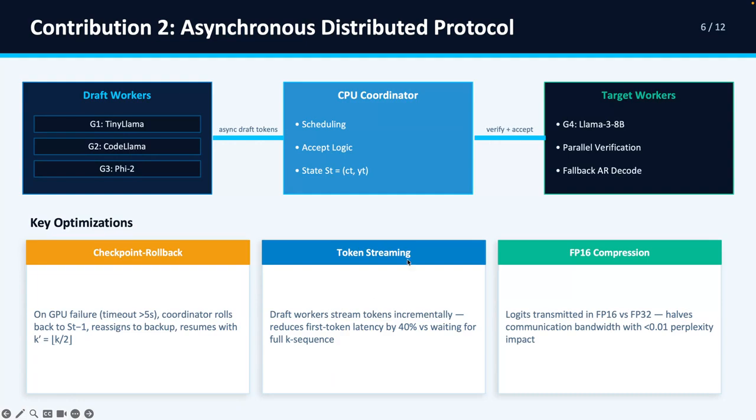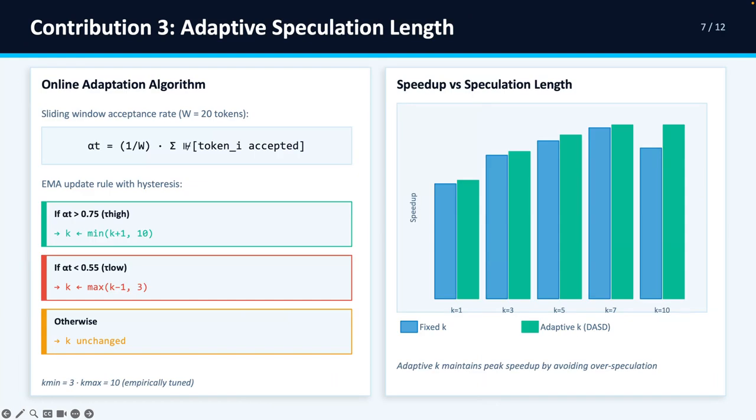The third one is FP16 compression. Now, the third contribution is the adaptive speculation length mechanism, and I think one of the most practically important innovations in DSD. The intuition is simple, but the impact is significant.